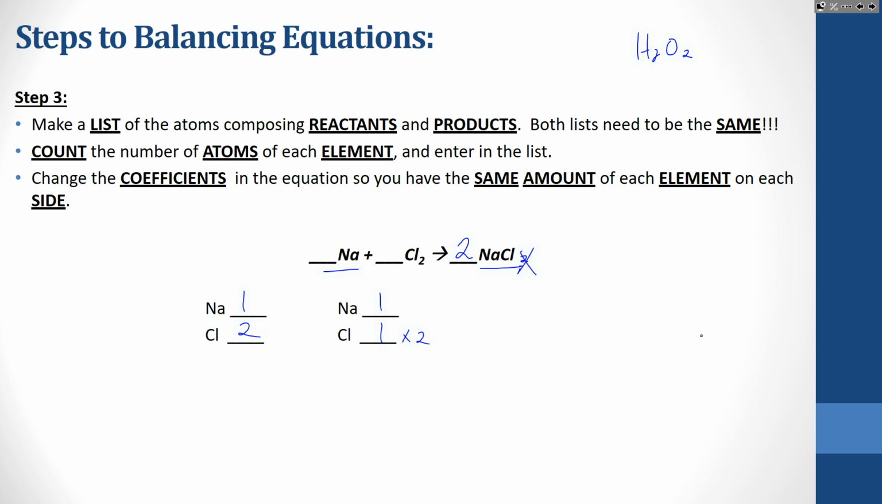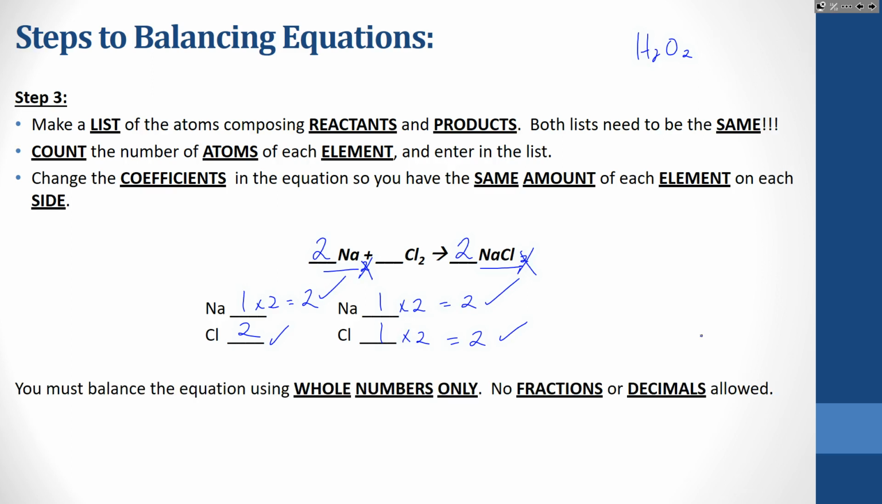So I put a 2 in front, which means I've also doubled this. So I've got 2 sodiums and 2 chlorines on this side. Now, on the other side, my chlorines are now balanced, but my sodiums are not. I can't put a 2 there because we don't change subscripts, but we can change the coefficient. So I'm going to put a 2 there, and that gives me 2. So now we're balanced. That's how we balance this equation.